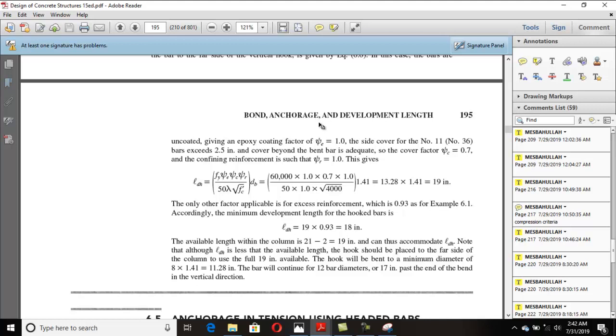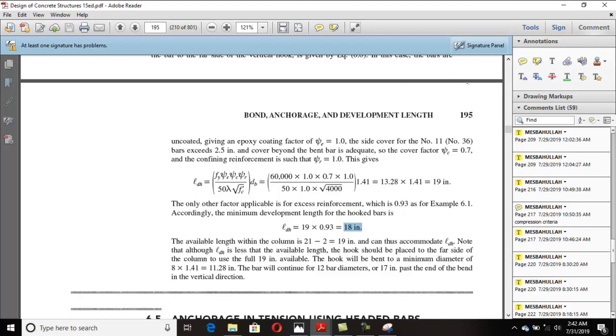Okay, so just putting the values: your psi E, psi C, psi R, and dividing by this term. Lambda is equal to 1 because it is a lightweight component. And you will get 19 inches. The only other factor applicable, yes, you can multiply the excess reinforcement factor, which is 0.93. As an example, accordingly the minimum development length will be 18 inches.